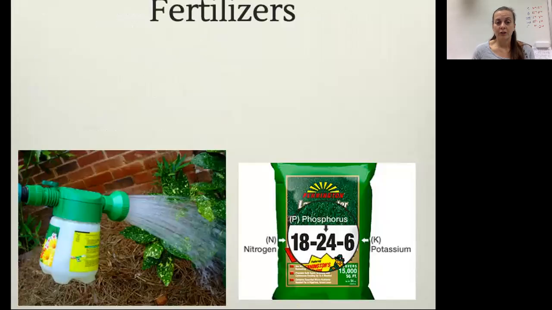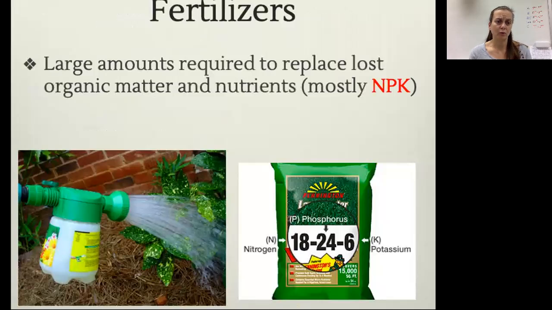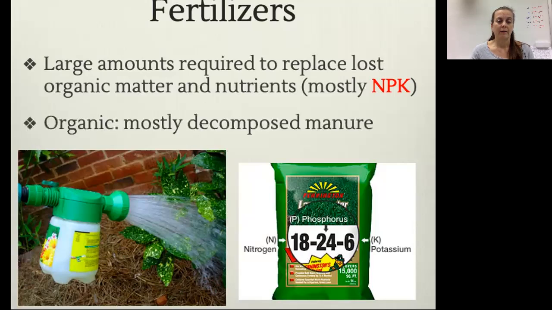Also, without crop rotation, you need a lot more fertilizers. So monocropping requires more fertilizers. Large amounts are required to replace that lost organic matter and those lost nutrients, which are mostly nitrogen, potassium, and phosphorus. Organic fertilizers are mostly decomposed manure. However, most fertilizers that are used in homes and on the industrial farming scale are what we call synthetic fertilizers, which are produced by burning fossil fuels.